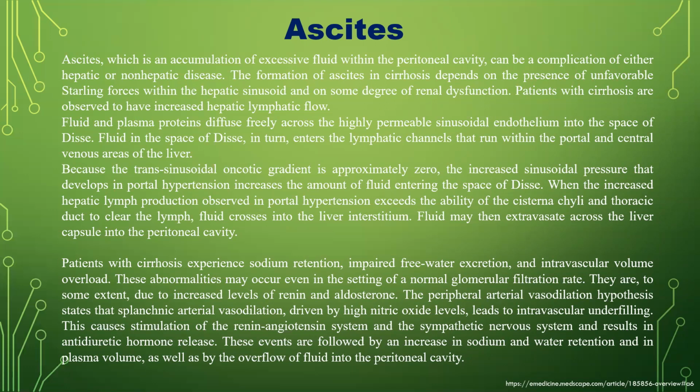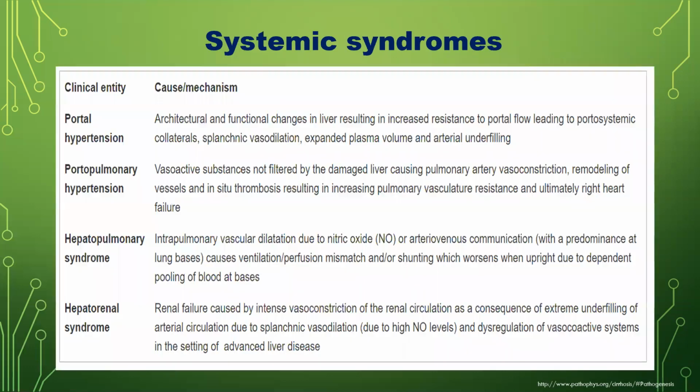The peripheral arterial vasodilation hypothesis states that splanchnic arterial vasodilation driven by high nitric oxide levels leads to intravascular underfilling. This causes stimulation of the renin-angiotensin system and the sympathetic nervous system and results in antidiuretic hormone release. These events are followed by an increase in sodium and water retention and in plasma volume, as well as by the overflow of fluid into the peritoneal cavity.